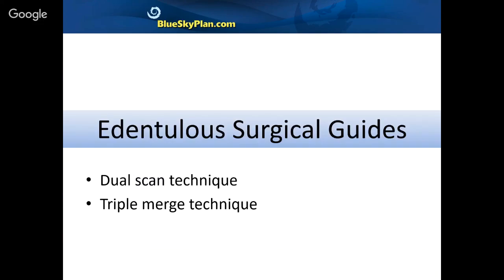Today, during our presentation on Edentulous surgical guides, we're going to be discussing two different techniques for making the surgical guide, the dual scan technique and the triple merge technique. During the presentation, we'll also discuss other topics such as fastening pins, creating windows in the guides, functionality to align via prosthetic screw channel, analog models, and much more.